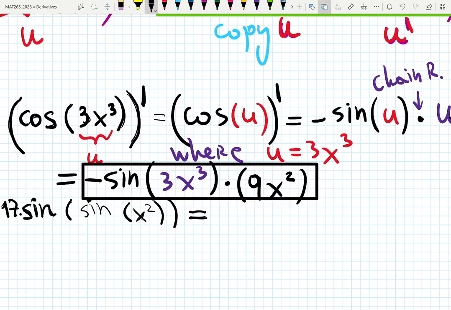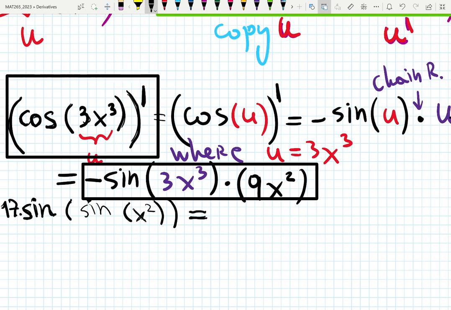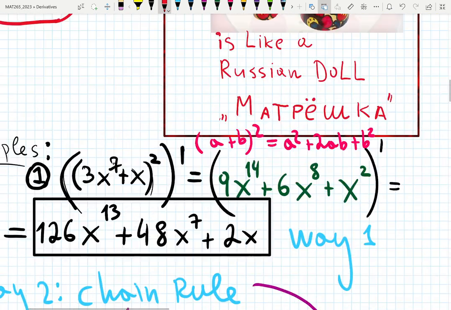What do you think about this? What do you think about that? So let's review. Derivative of cosine of 3x cubed is the derivative of cosine. That's the derivative of the outside function, minus sine of that stuff. The stuff is 3x cubed. Don't touch it. We have no right to touch it. We did not open the outside Russian doll yet.